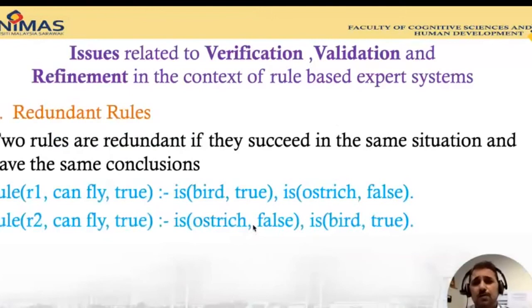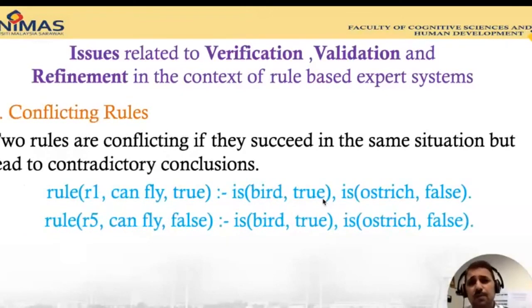So, what does redundant rule mean? A redundant rule means that a rule is duplicated, typed many times or two times. For example, if you look at these two rules, actually these two rules are 100% the same. The only difference is that this component, if it is an ostrich then false, is written first in the second one. So just the order is different, otherwise it is the same. If this type of rules are available in the knowledge base, it can create problems. So you need to find redundant rules and delete the redundant one.